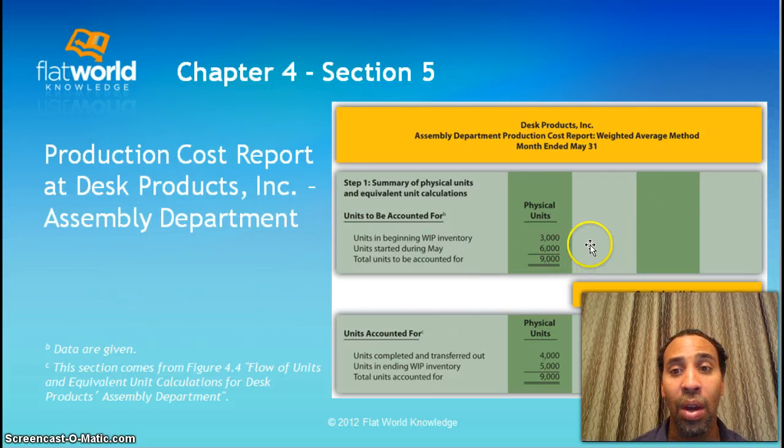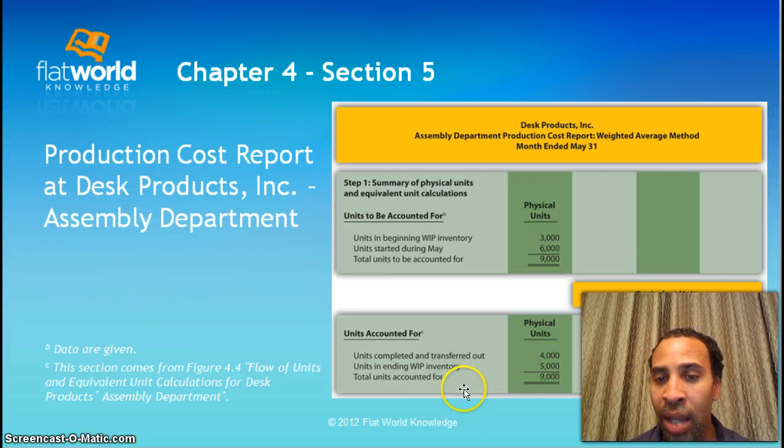As we recall, we had 3,000 that went out the door, and then we had 1,000 out of the units started in May that were actually completed and went out the door. So 4,000 units were completed and out the door out of that total 9,000. Then you look down here and you say units accounted for, so you have physical units all across the board. They're always going to be 4,000 because those are the 4,000 that went out the door and were transferred out.